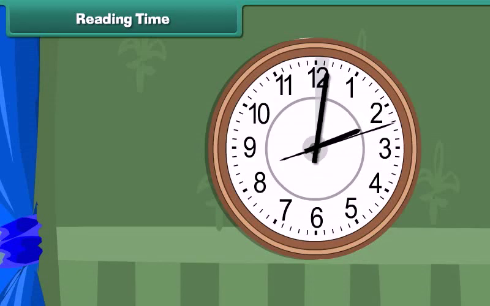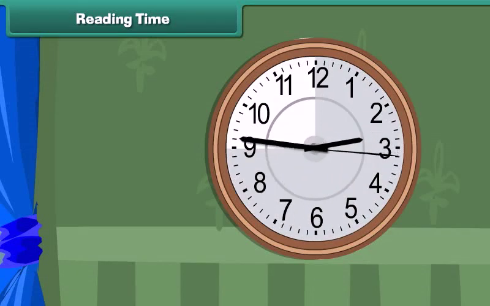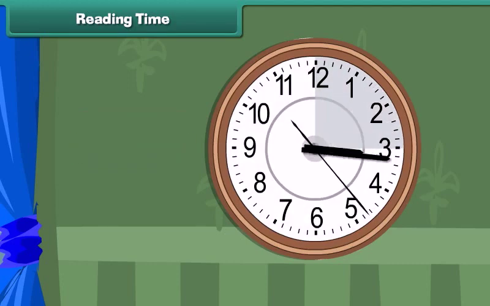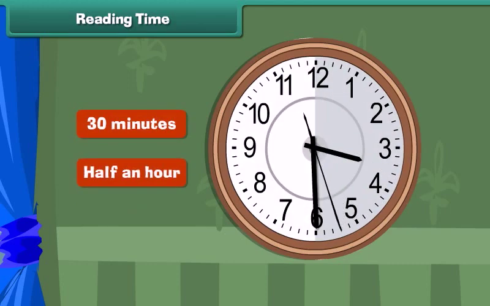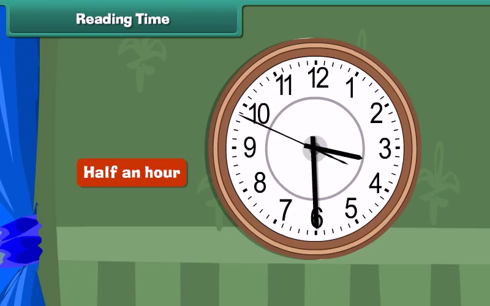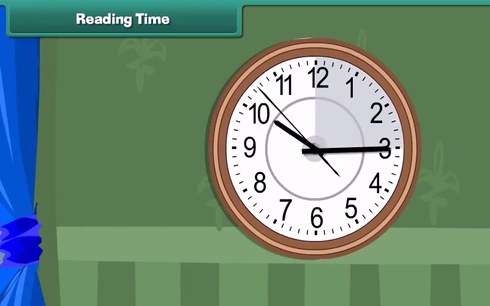Reading time. We just learned that there are 60 minutes in 1 hour. This means that there are 30 minutes in half an hour. An hour is completed when the minute hand completes 1 full circle from 12 to 12. When it completes half a circle from 12 to 6, half an hour is completed. When the minute hand is between 12 and 6, the time is read as so many minutes past the hour.